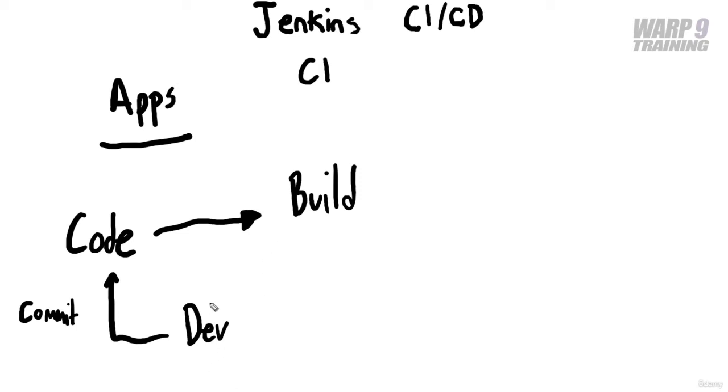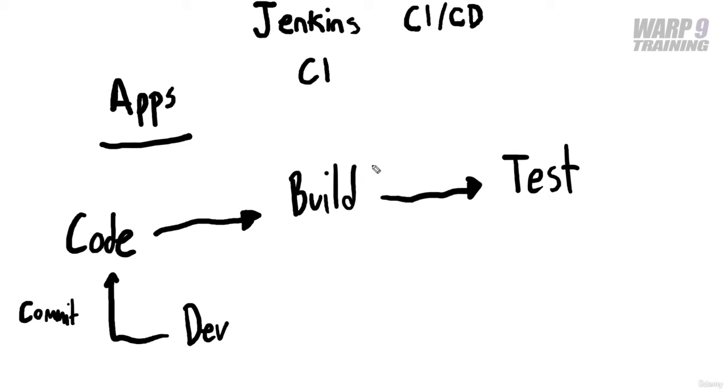So the dev will commit their change, it goes to the code, and then Jenkins will automatically scan for any new commits. When a new commit is picked up, it will start a build. So if this was a Java application, you may use Maven or Gradle to build your jar file. And then what we can do as part of the CI process is go ahead and test as well. So we can use Jenkins to set up a pipeline step to test what we've built.